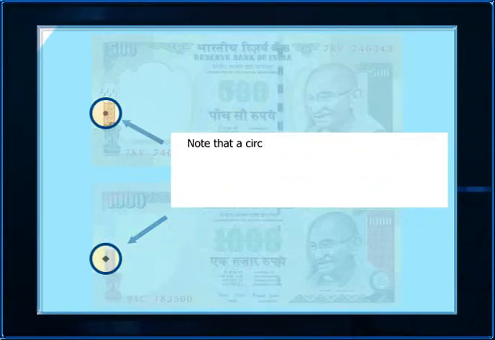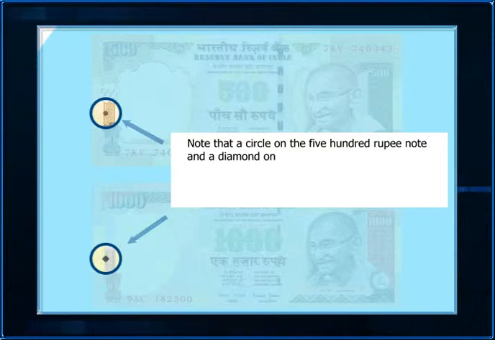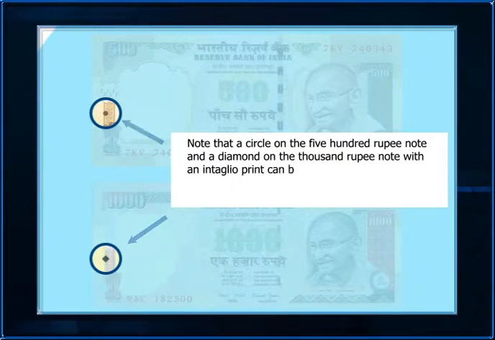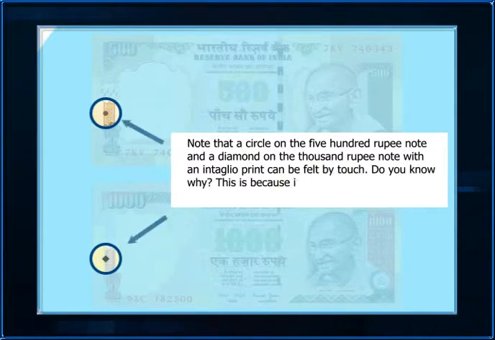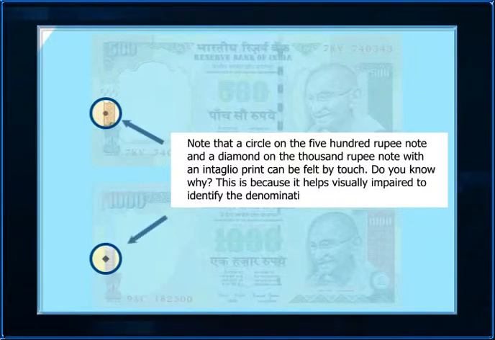Note that a circle on the 500 rupee note and a diamond on the 1000 rupee note with an intaglio print can be felt by touch. Do you know why? This is because it helps the visually impaired to identify the denomination.